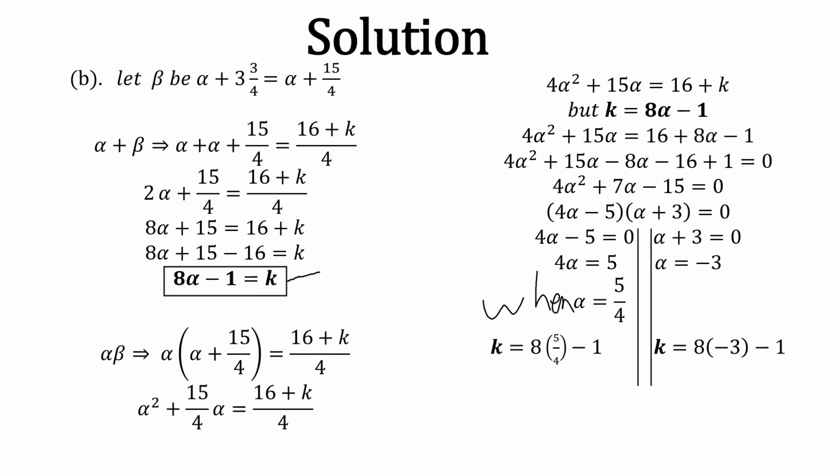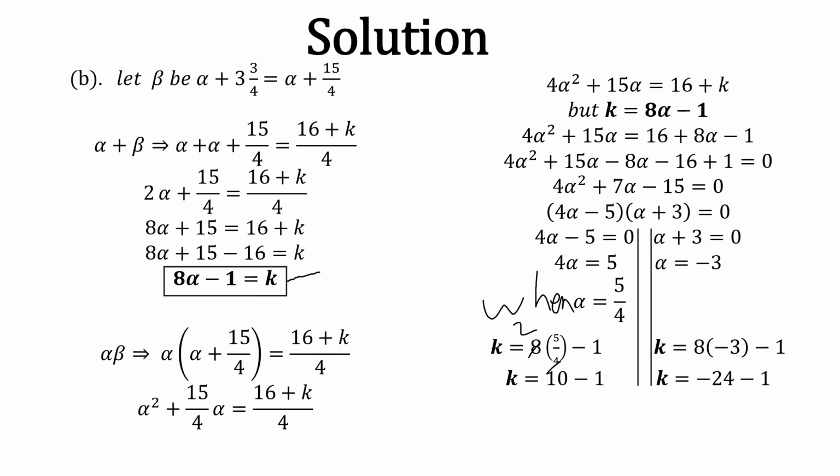Good. Now, when alpha is equal to 5 over 4, k is equal to 8 times 5 over 4 minus 1. And what do we get? This 4 will go into 8 2 times. 2 times 5 is what? 10. Good. So we get k is equal to 10 minus 1.